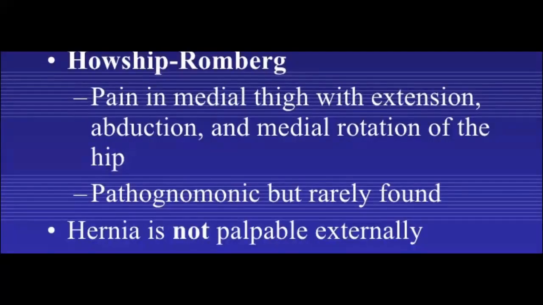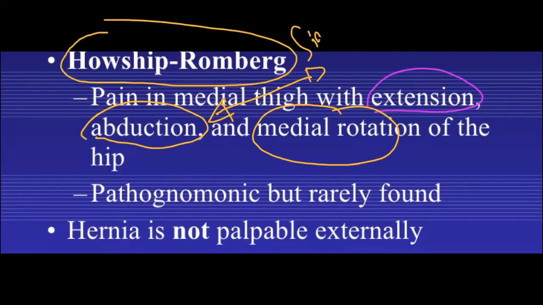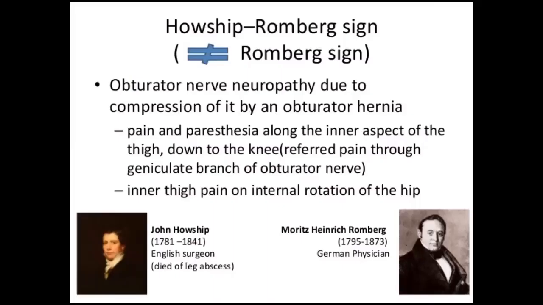So what will happen is pain in the medial thigh with extension, abduction, and medial rotation of the hip. So if we passively extend, abduct, and medially rotate the hip, there will be pain, okay, in the medial thigh, right? That is called the Howship-Romberg sign, right? It is an obturator neuropathy due to compression of it by obturator hernia.